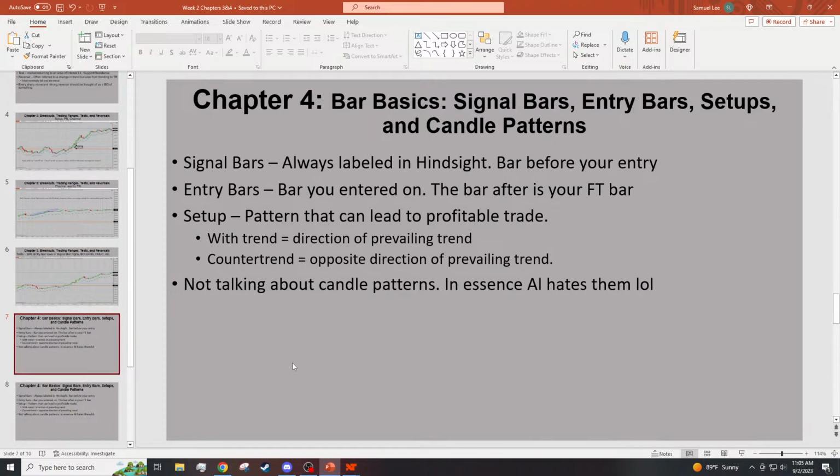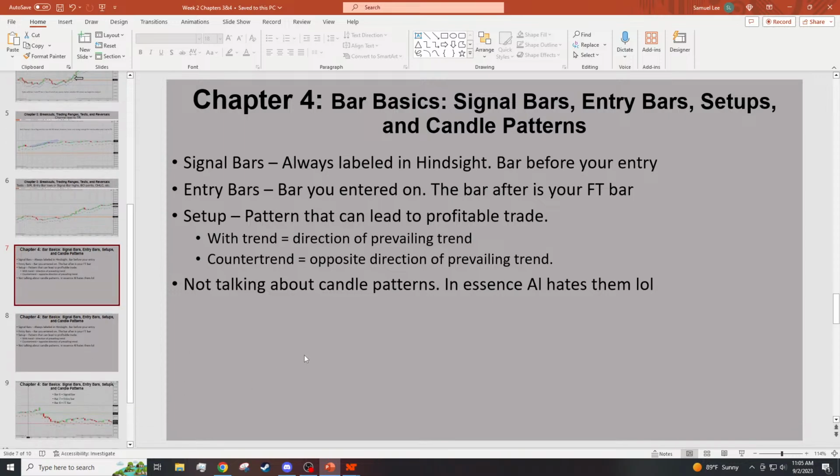And that brings us to chapter 4, which is bar basics, signal bars, entry bars, setups, and candle patterns. You'll see me do this a lot, or quite a bit at least, when we are trading live. The signal bars are always labeled in hindsight, and they're the bar before your entry. So as the bar is forming, you cannot call it a signal bar until it's closed on whatever time frame that you have, whether it be daily, a 1-minute chart, a 5-minute chart, 15-minute chart, it doesn't matter. The entry bar is obviously the bar that you entered on, with the following bar being your follow-through bar.